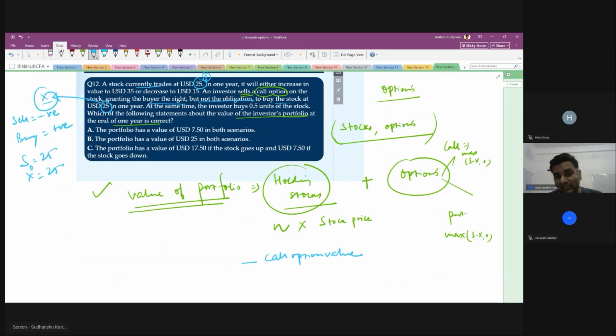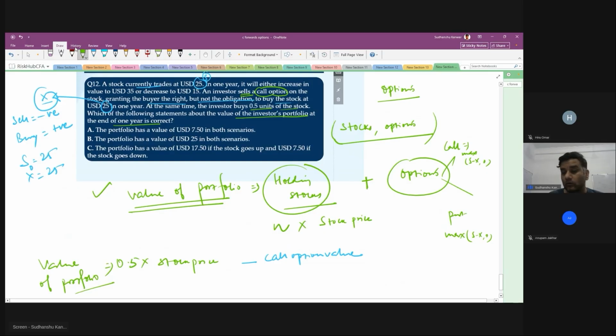Now it is saying, listen to me carefully, at the same time, the investor buys 0.5 units of stock. So the investor is buying 0.5 into the stock price. So my value of portfolio is equal to 0.5 into stock price minus call option value, right?